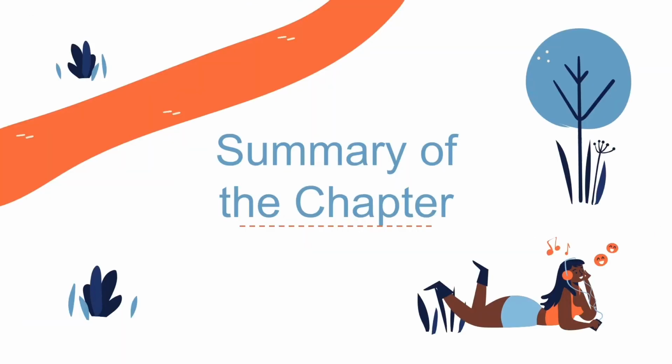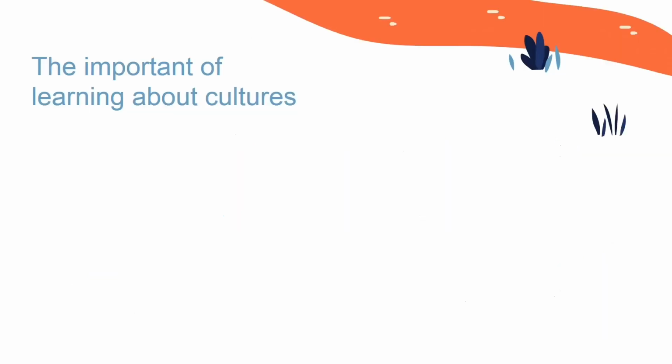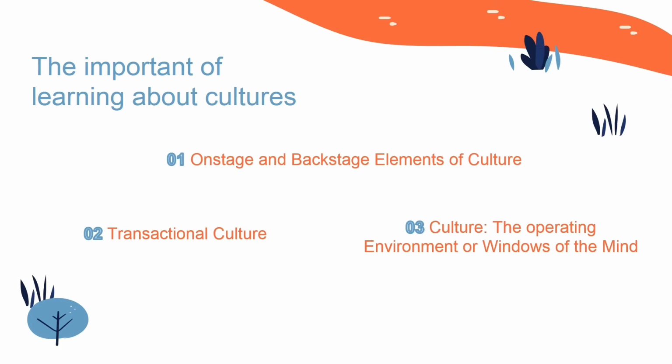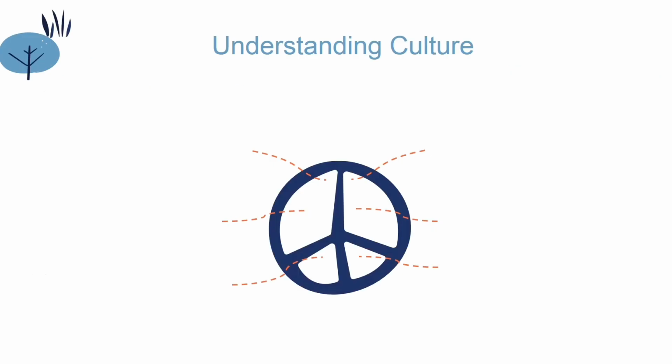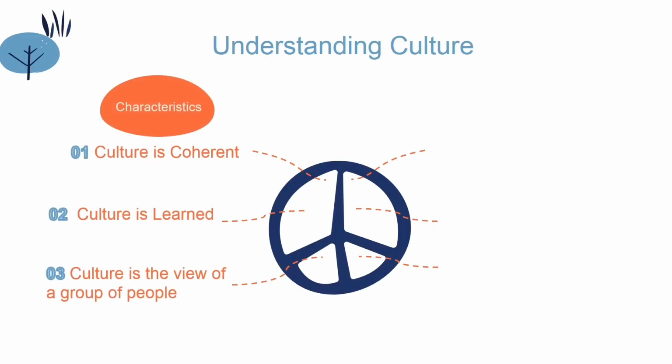Now I would like to draw your attention to a brief summary of our presentation today, which we have just covered. In chapter 1, we discussed six main points about culture and communication. The first element that we covered is the importance of learning about culture, in which we described onstage and backstage culture, transactional culture, and how culture is used as a window to the mind. The second is the understanding of culture, and we went through its characteristics and what is meant by culture being coherent, learned, and the view of a group of people.